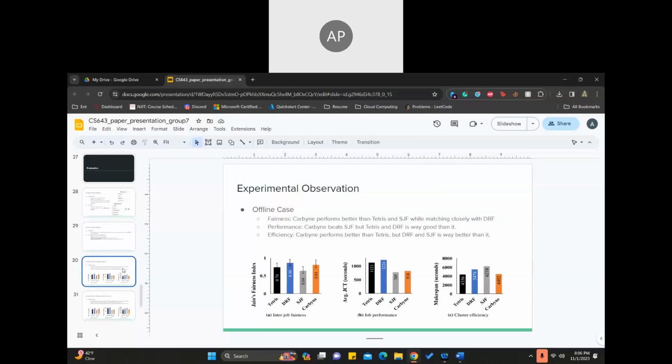So these are observations for offline cases. In fairness, Carbyne performs better than Tetris and SJF while matching closely with DRF. In performance, Carbyne beats SJF, but Tetris and DRF are way better than it. In efficiency, Carbyne performs better than Tetris, but DRF and SJF are way better than it.